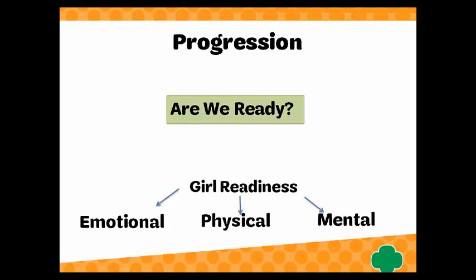Do we know if the girls are emotionally ready to go on this trip, physically ready, and mentally ready? I'll give you just one example of each. We could spend a lot of time on this. But for example, emotional readiness. Are the girls asking to go? Or do they come up to you at a meeting? Do they have an interest and express that interest in going on a trip? That's a pretty clear indication they're emotionally ready to go.